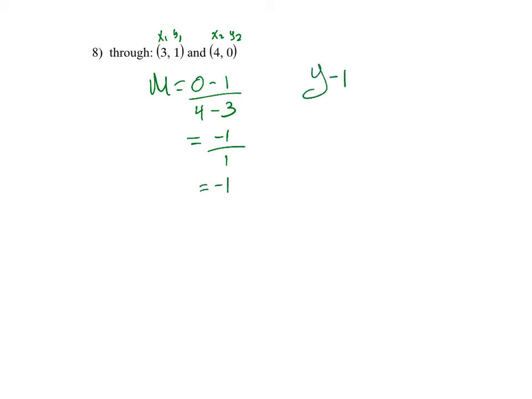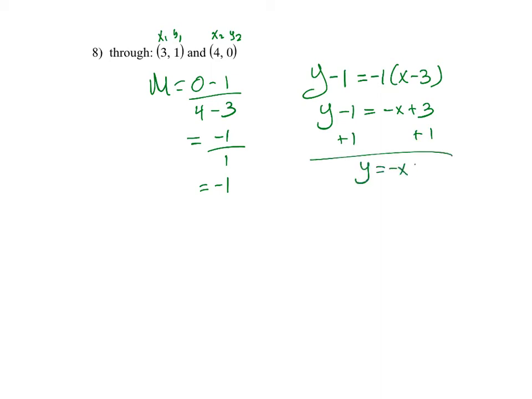It passes through (3, 1) and (4, 0). So m equals, with x1, y1, x2, y2, 0 minus 1 over 4 minus 3. So negative 1 over 1 is negative 1. So y minus 1 equals negative 1 times x minus 3. So y minus 1 equals negative x plus 3, plus 1. y equals negative x plus 4.